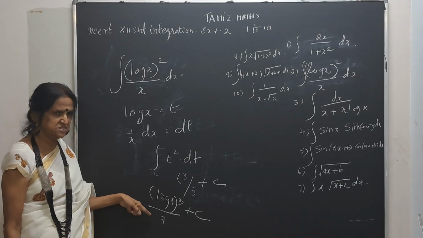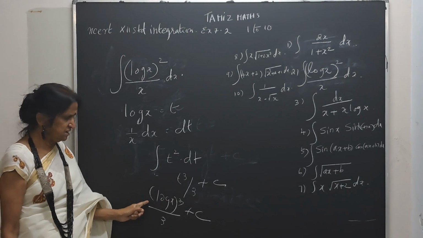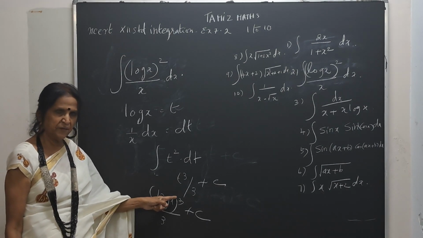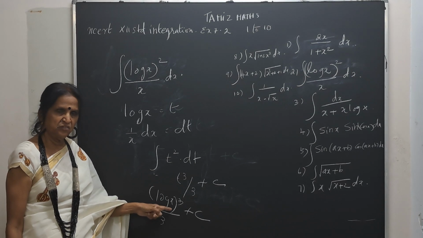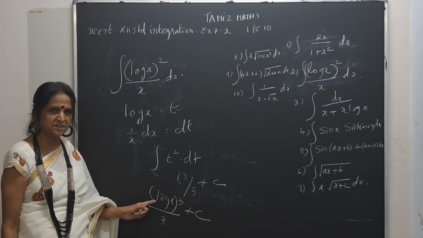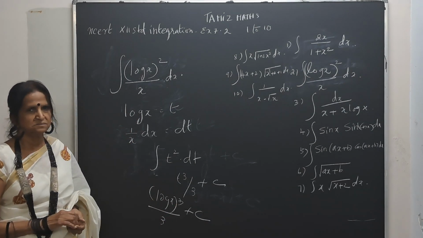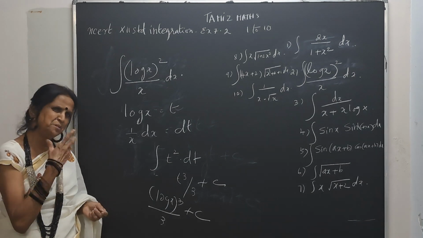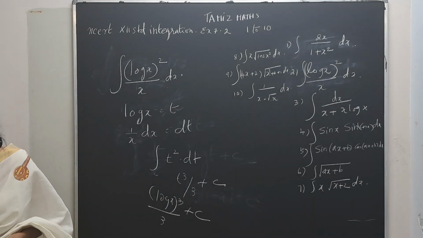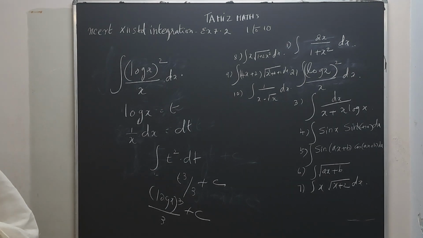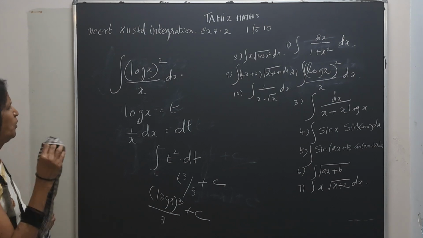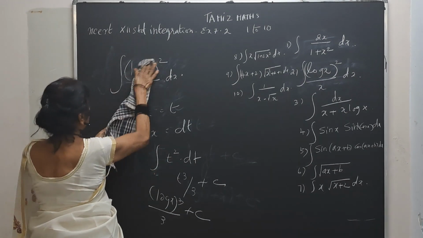If you want to differentiate, 3 log x whole square followed by derivative of log x, 1 by x. Chain rule. 3 and 3 will get cancelled. Got it? This is only for practice in the beginning stage. Of course, as we grow, we can't be doing this, trying to differentiate and check it. In the beginning, we like it. Now, we go for the next question.